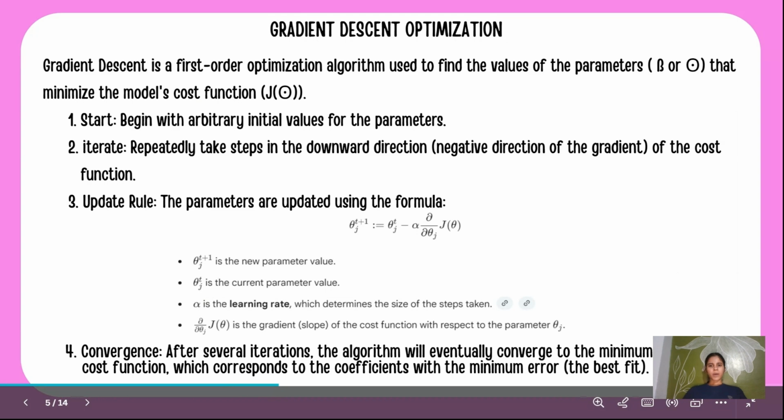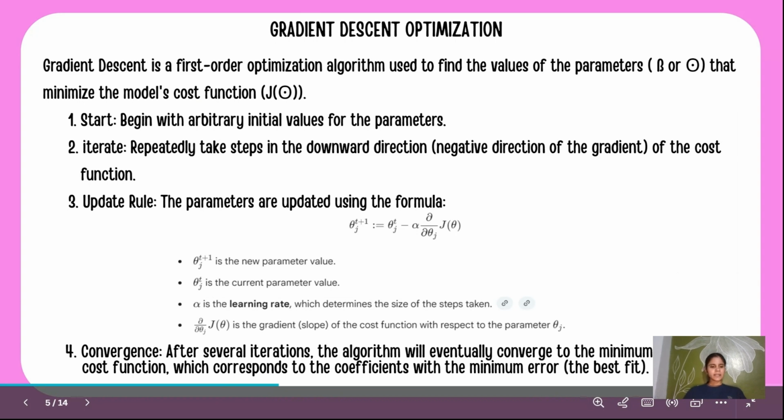Now, gradient descent optimization. Gradient descent is a first order optimization algorithm used to find the value of the parameter that minimizes the model's cost function. Step number 1. Begin with arbitrary initial value for the parameter. Step number 2. Iterate. Repeatedly take steps in the downward direction of the cost function, meaning the negative direction of the gradient. Third step, update rule. The parameters are updated using the formula as given below. On the screen, you can see the formula.